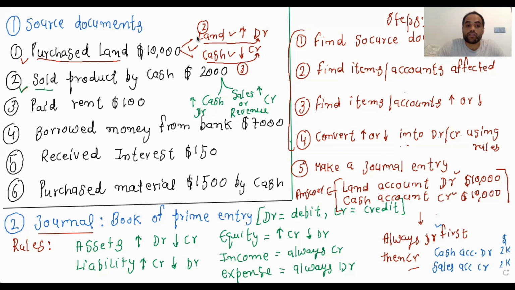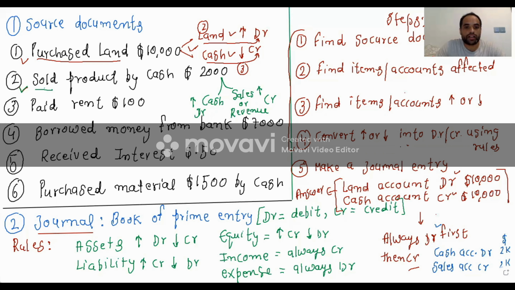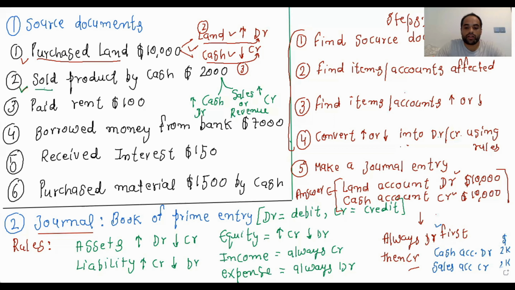Yes. Okay, if yes, does anybody have any question? No questions, then move on to do 3, 4, 5, 6 right now. Finish all, one by one. When you finish all, then we will check the answer. Start with 3, which is paid rent. Paid rent, $100.